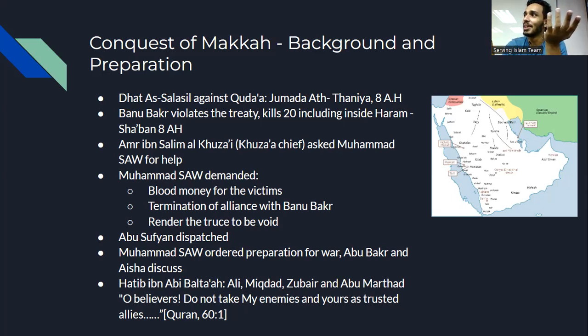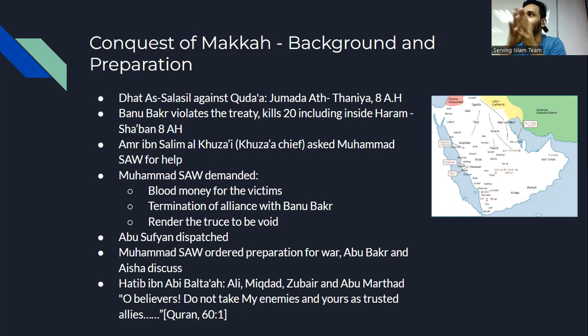Umm Habiba, Ramla bint Abu Sufyan, was one of the wives of Muhammad Sallallahu Alaihi Wasallam. So he went to his own daughter, and Umm Habiba basically declined to help him against Muhammad Sallallahu Alaihi Wasallam. Then he went to Abu Bakr. Abu Bakr also declined. Then he went to Umar radiallahu ta'ala anhu.